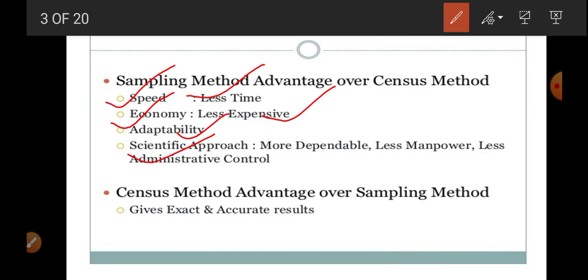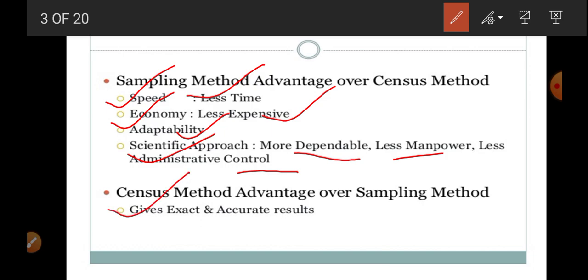Scientific approach. Why? Because it is more dependable, needs less manpower, less administrative control. It means in the sample method you are going to connect few people, so you can find out the error. There is administrative convenience, so that is why it is scientific.